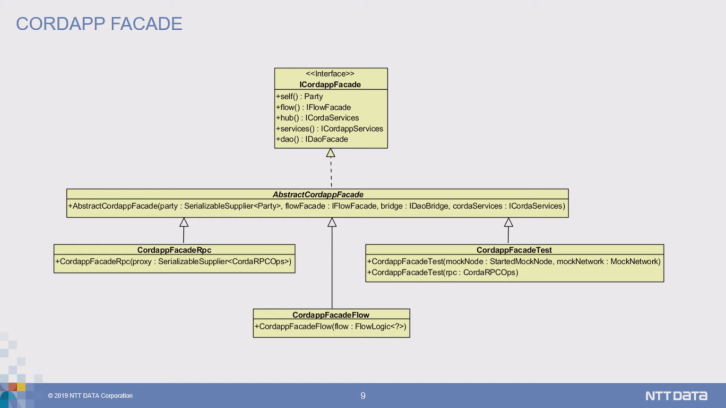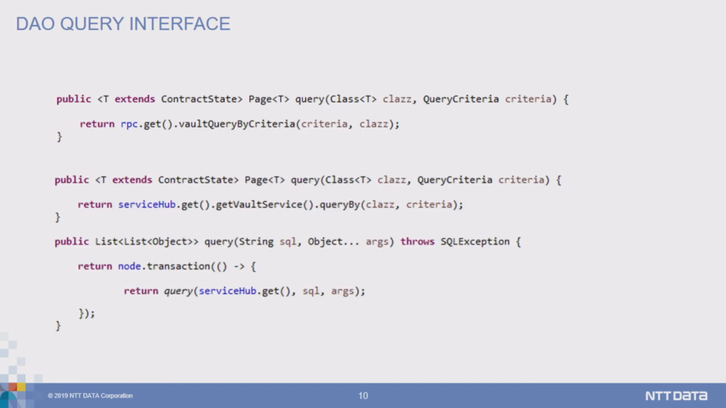It's Corda RPC Ops. Then we have the one CorDapp facade flow that will be initialized inside the flow, for example, to access our DAOs or the hub. And then we have the CorDapp facade test, which is the one we would initialize inside our testing environments. Okay, this is the reason why we decided to unify the interfaces.